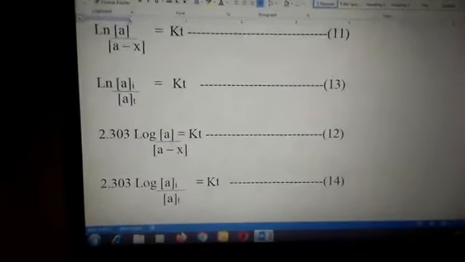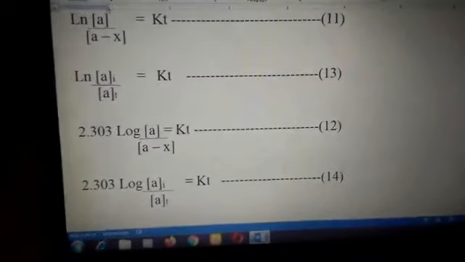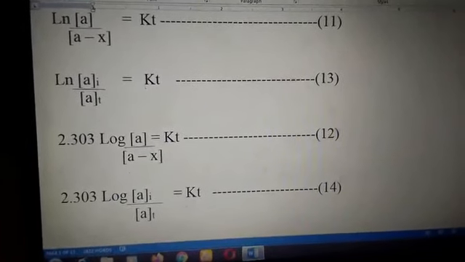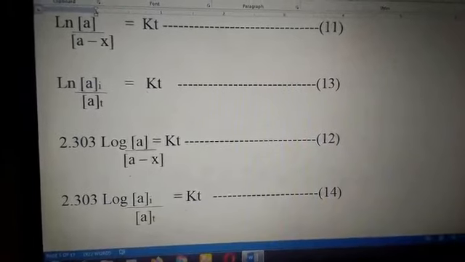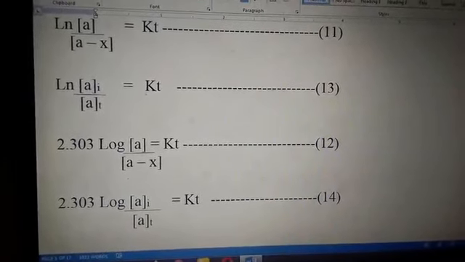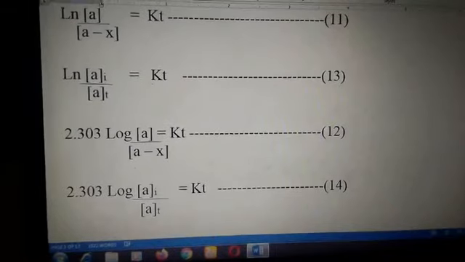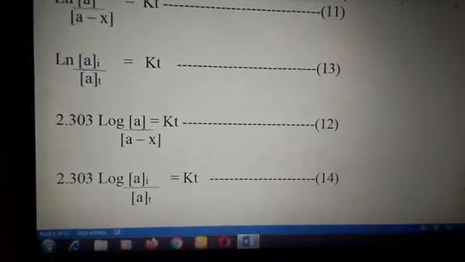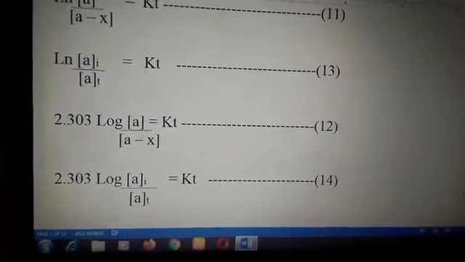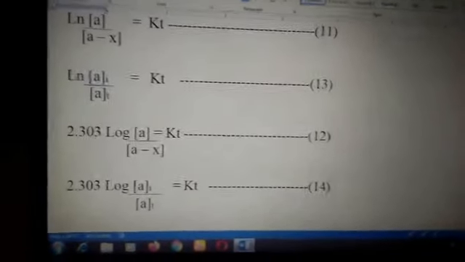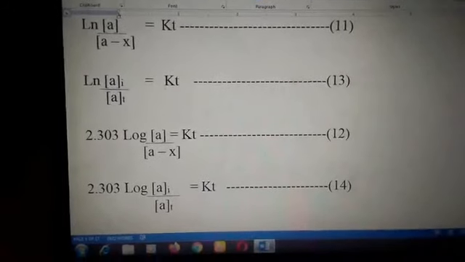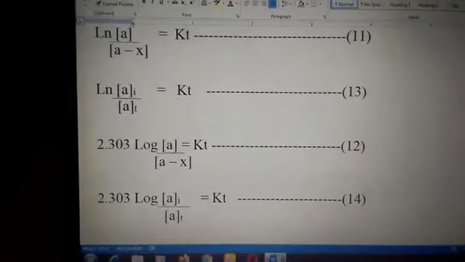Then equation 12, which we derived before, is when you convert the ln to log: 2.303 log [a], that initial concentration, over [a] minus s equal to kt. It becomes 2.303 log, where we replace the small a on top with [A]i, meaning initial concentration, and replace a minus s with [A]t, equal to kt, giving us equation 14. So you see that equation 13 and equation 14 are modified forms of equation 11 and 12.